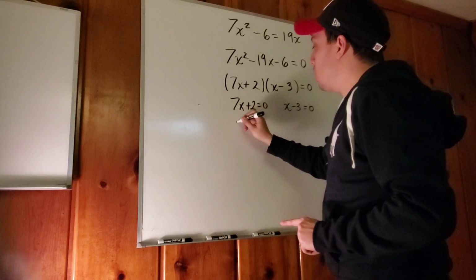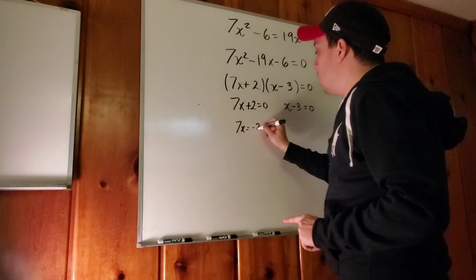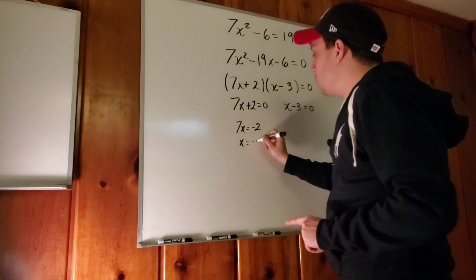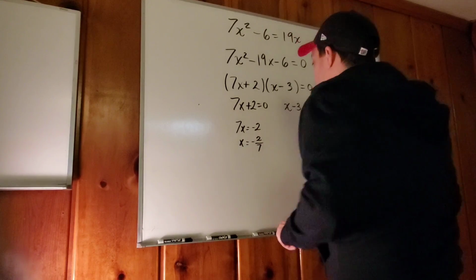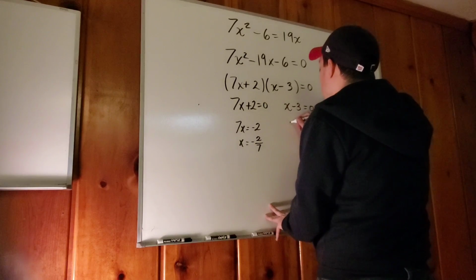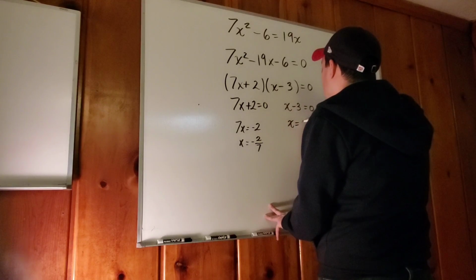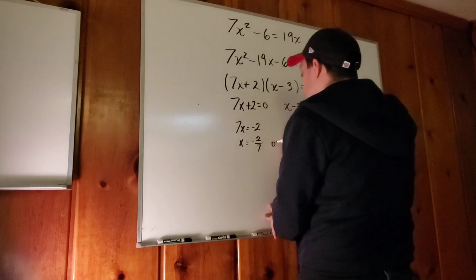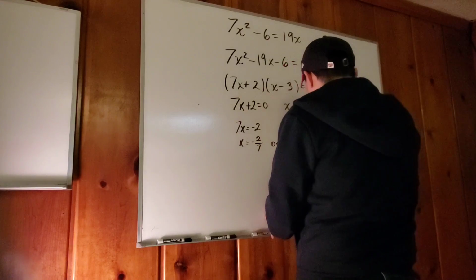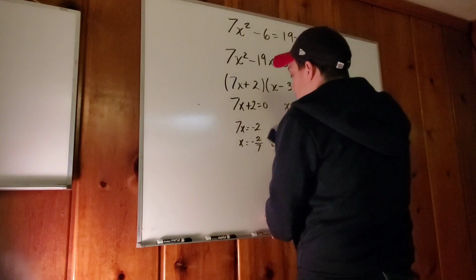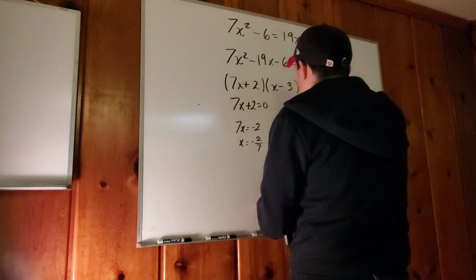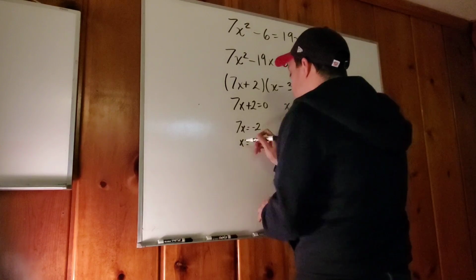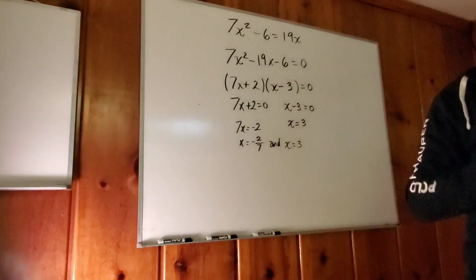So here 7x equals negative 2, x equals negative 2 sevenths, right? And then in here x equals positive 3. So my zeros are not "or", but "and": negative 2 sevenths and x equals 3. You can put it like this, or you can put negative 2 sevenths and 3.